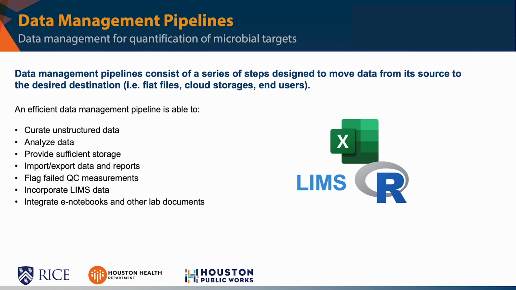Additionally, generating and exporting data reports that consist of figures can help to draw insights from the data quicker and aid in decision-making. It is also important to consider how failed quality control measurements will be identified during data handling. In our lab, we incorporate our negative controls into our process limit of detection calculations, which helps us to easily and quickly identify contamination by visual inspection. And lastly, incorporating data collected through a laboratory information management system and integrating electronic lab documents are also important elements of a data management pipeline.